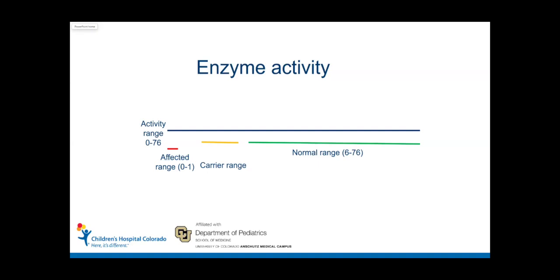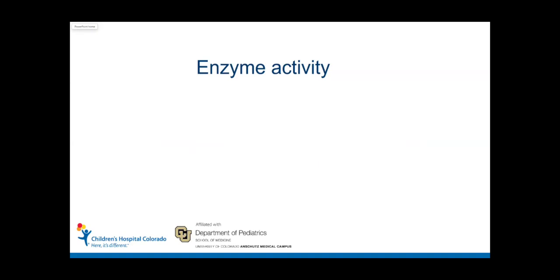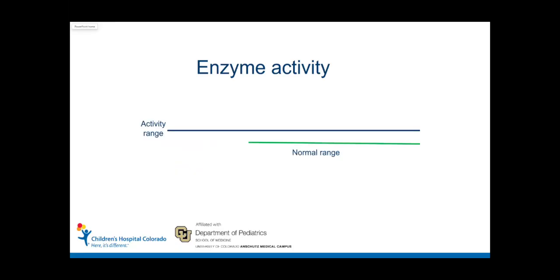Well, as in most things in life, it's actually a little more difficult when you get in the real world. So here's a similar thing. Here's that activity range. Here's that normal range. Often the carriers are going to overlap with the low end of the normal range. Hopefully, when we've designed these assays, we've made sure that the range in patients is clearly separated from carriers and individuals who have no variants in the gene.